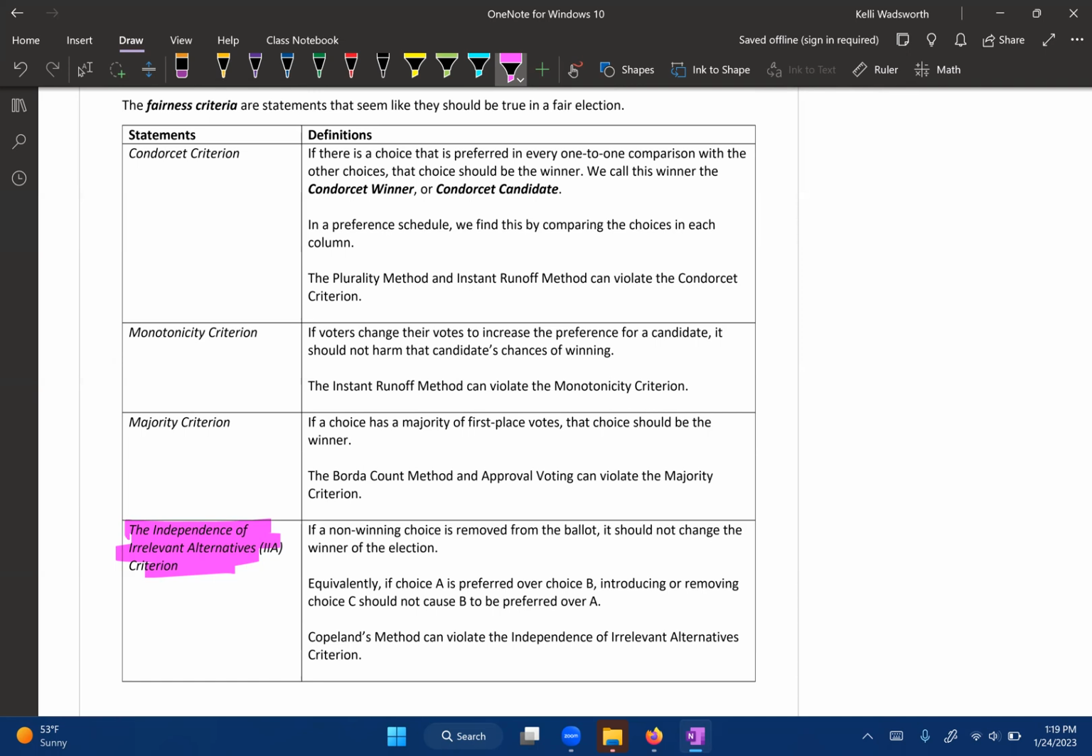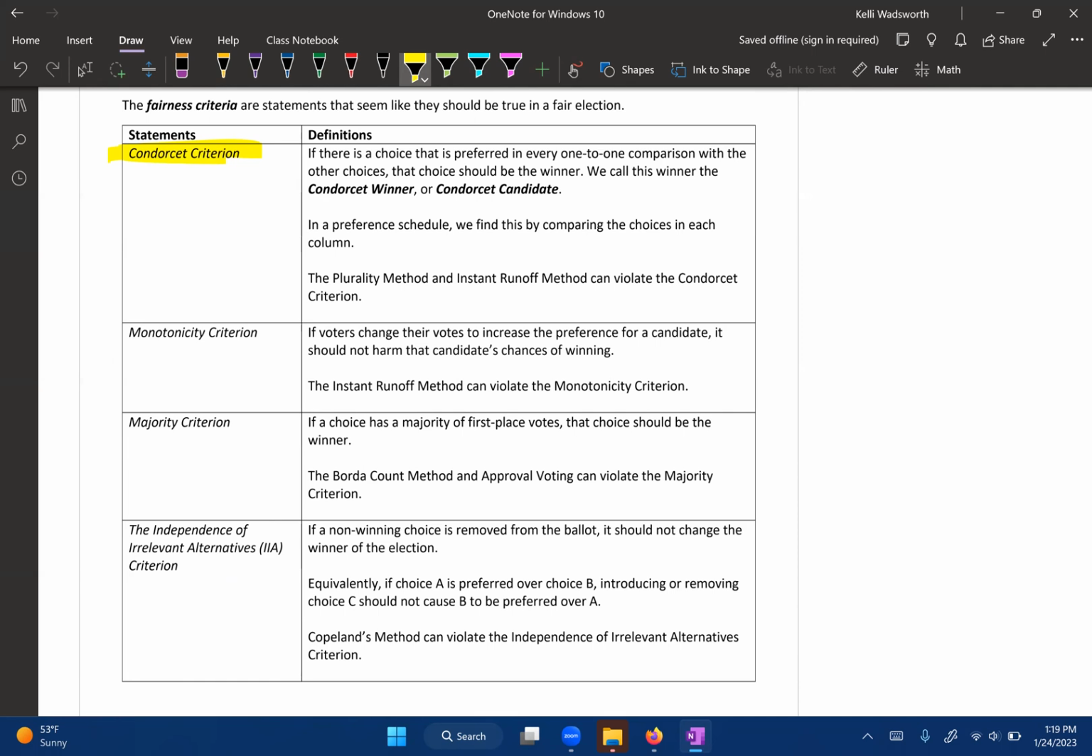And apparently Copeland's method, which is also called pairwise comparison, can violate this criterion. That's interesting. See your book for how that's done. And then the top one, Condorcet. So first of all, I think they define the word Condorcet.